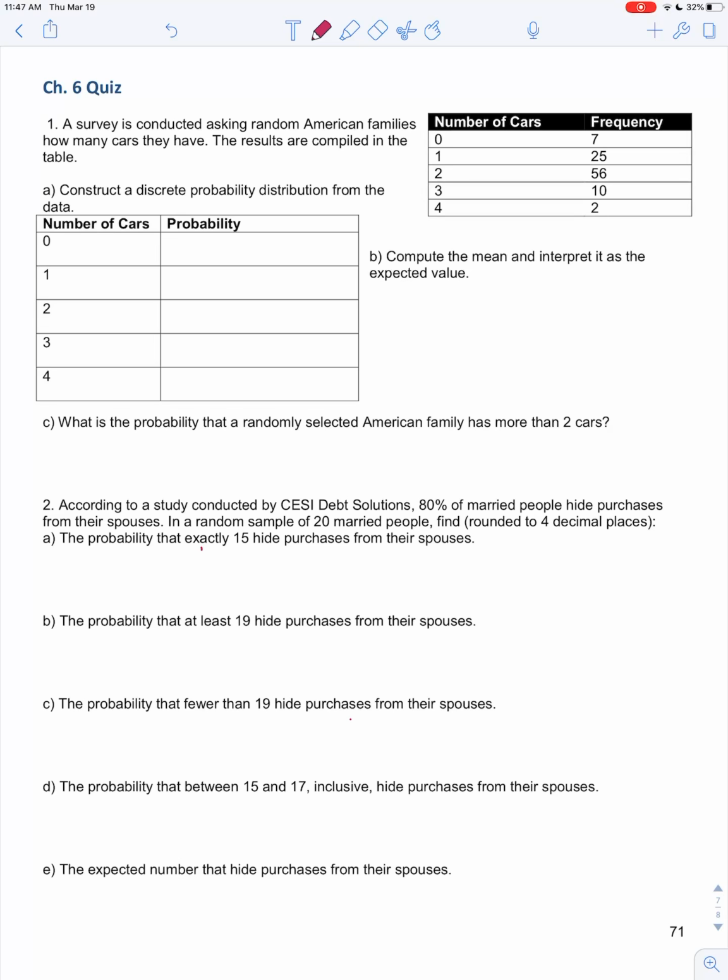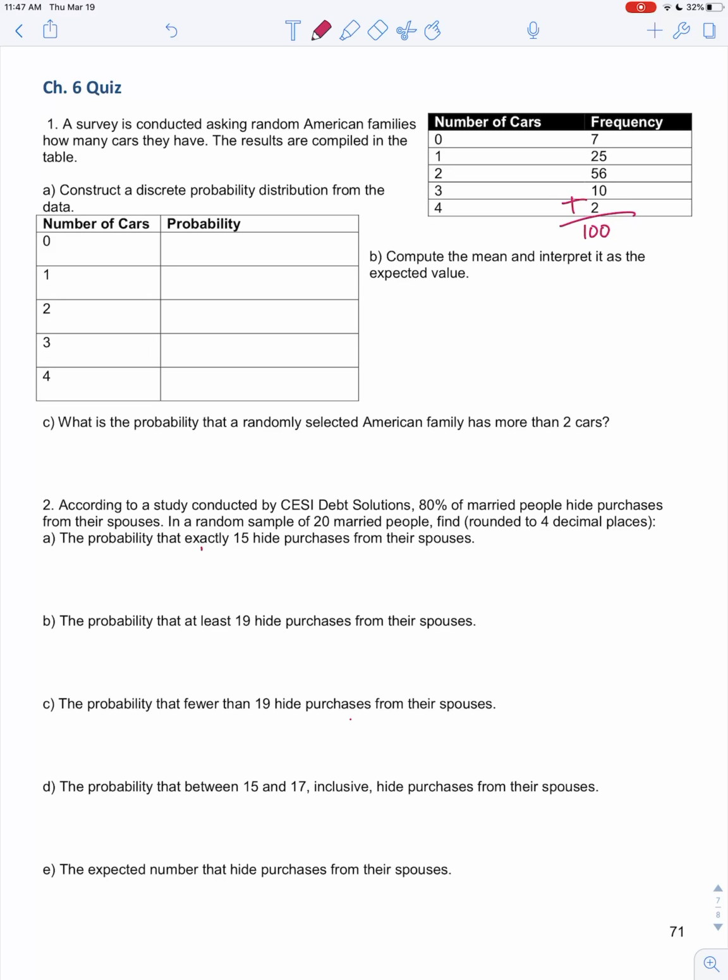In order to do that, we're going to have to convert the frequencies into relative frequencies by dividing by the total. So first let's get the total by adding up these frequencies here. If you add these up in your calculator, you get 100. So now to fill in this table over here, to find the probabilities, we'll take the frequencies and divide by the total, and that will be our approximations for probabilities.